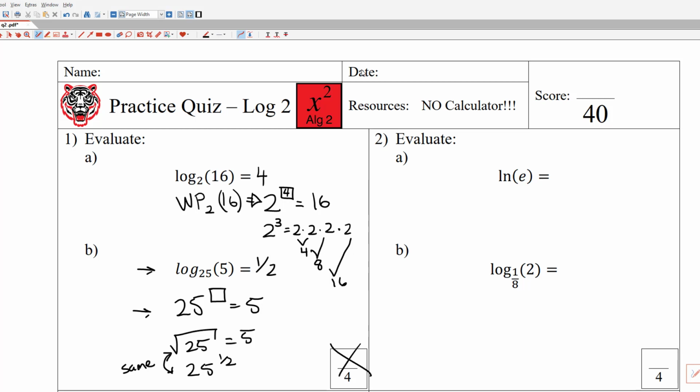Number 2, evaluate natural log of e. This was one that was on the last quiz, so you could have just memorized it from there, or you could walk through it slowly with me again. Natural log is really log base e, and then of e still. Let's turn this into the exponential form. This is saying this e right here to the what power gives you this e right here. And e to the first power gives you e, so the answer here is 1.